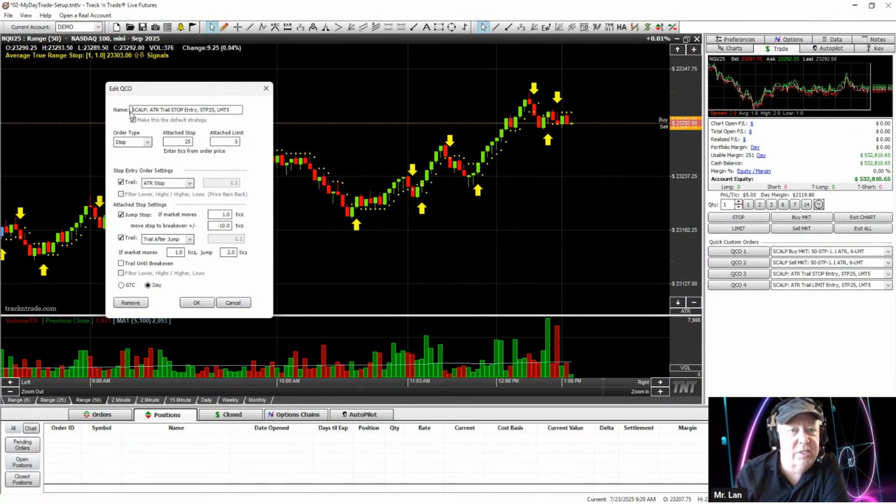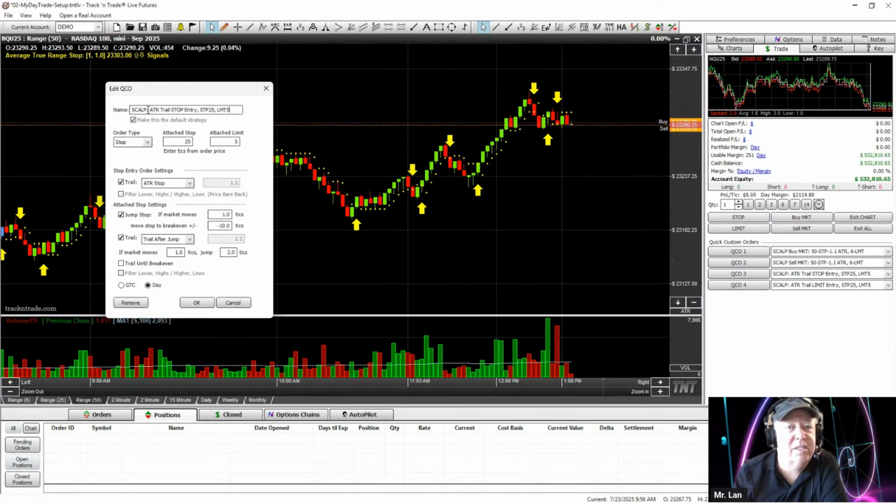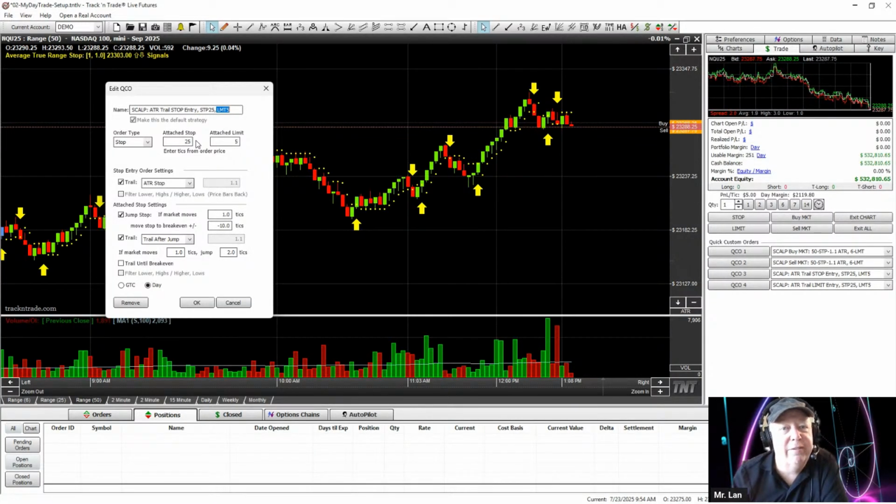Now, this first is just the name. That hasn't got anything to do with anything other than just to remind you what it is. You can make that say whatever you want. For me, it says it's the scalper. We're going to scalp and we're going to trail the ATR with a stop for entry. That's what that means. We're going to trail the stop for entry. And then we're going to stop with a 25, and we're going to have a limit of 5. All right, stop at 25, limit of 5.